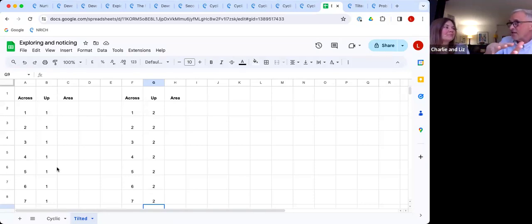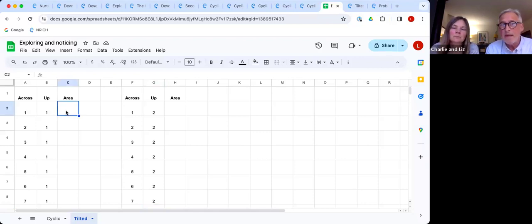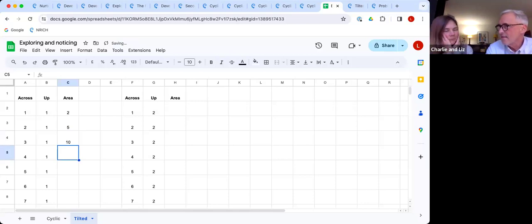But just to give you some idea about how the exploring and noticing and the working systematically go hand in hand, you might then be gathering results. For one across, one up, I happen to know that the area is 2. And for 2 across, one up, the area is 5. And 3 across, one up, the area is 10. And these results might be the results that are generated by students. Absolutely. We're doing a bit of fast forwarding again.